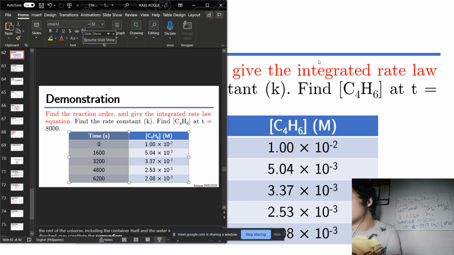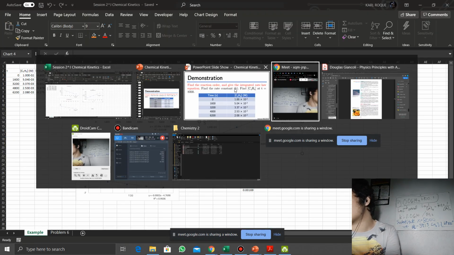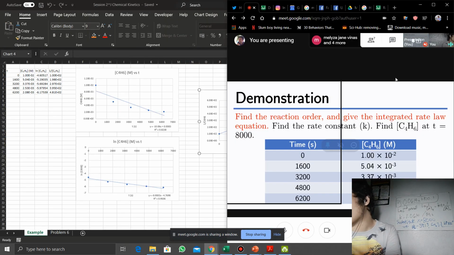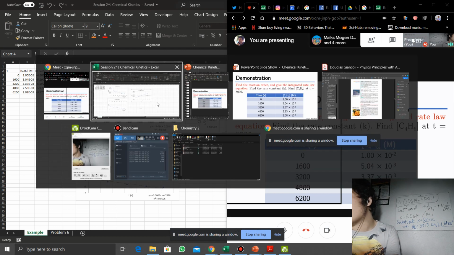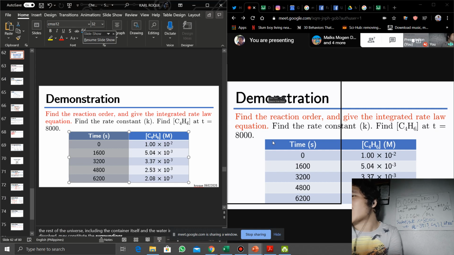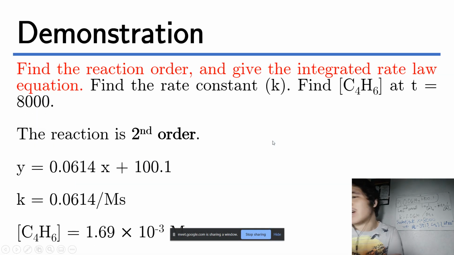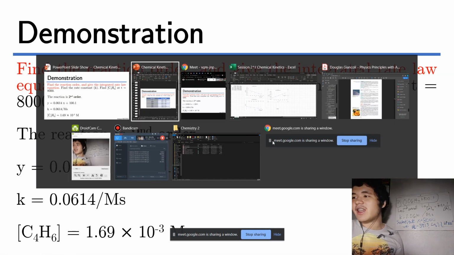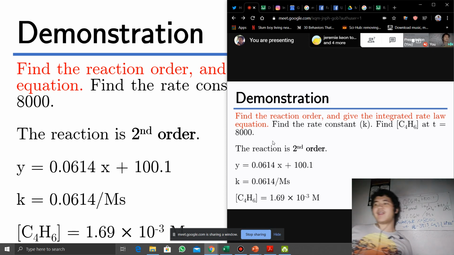Next, ang huli natin tanong is, find C4H6 at time equals 8,000 seconds. So, to get that, di ba meron na tayong equation of the line? Yun lang, substitute lang natin doon. Yun na siya. 1.69 times 10 to the negative 3 molar. Okay, nagets ba to? Okay naman?